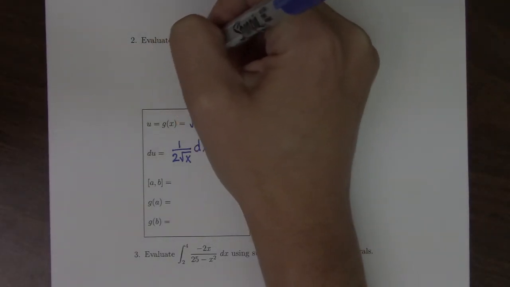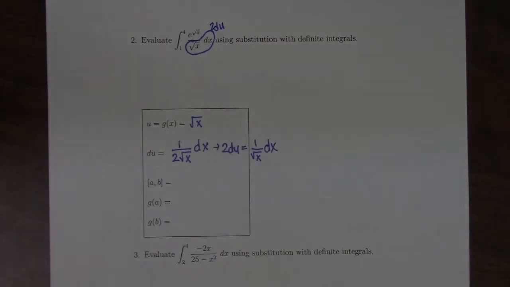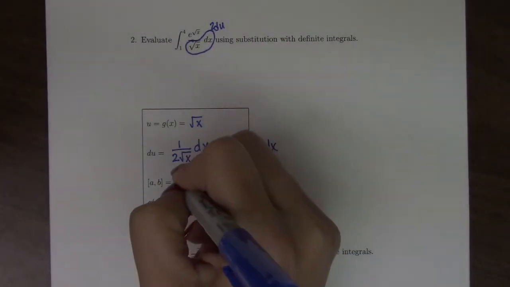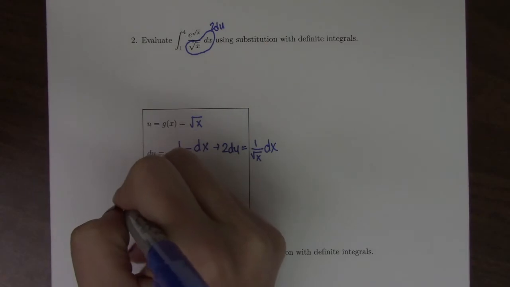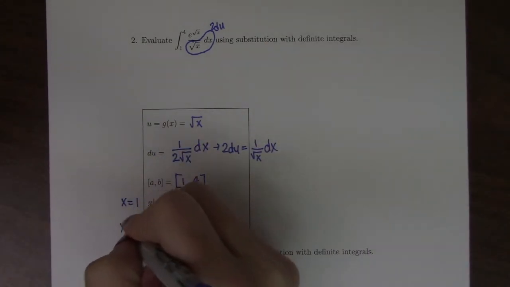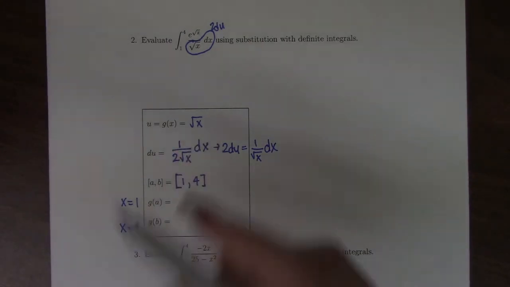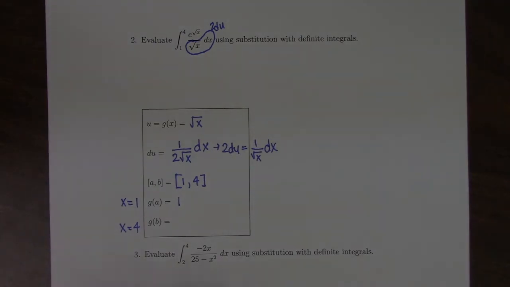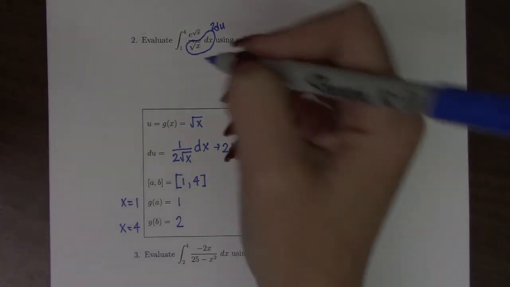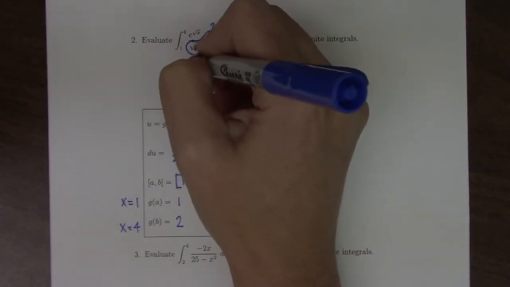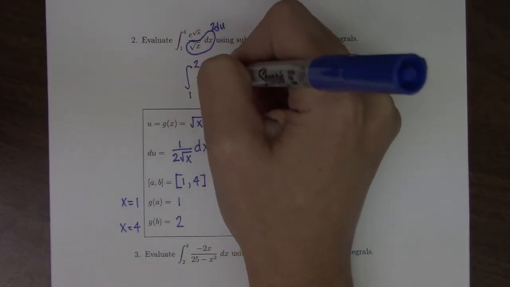So if we go back up here, that's 2 du, and then I can see I'm going to have e to the u in the numerator. The original bounds on x were 1 to 4. So now to change my bounds, remember our original a was 1, and this was x equals 4. So when I plug 1 into my u equation, I get the square root of 1, which is 1. When I plug 4 into this equation, I get the square root of 4, which is 2. So my new integral is 1 to 2 of 2e to the u du.